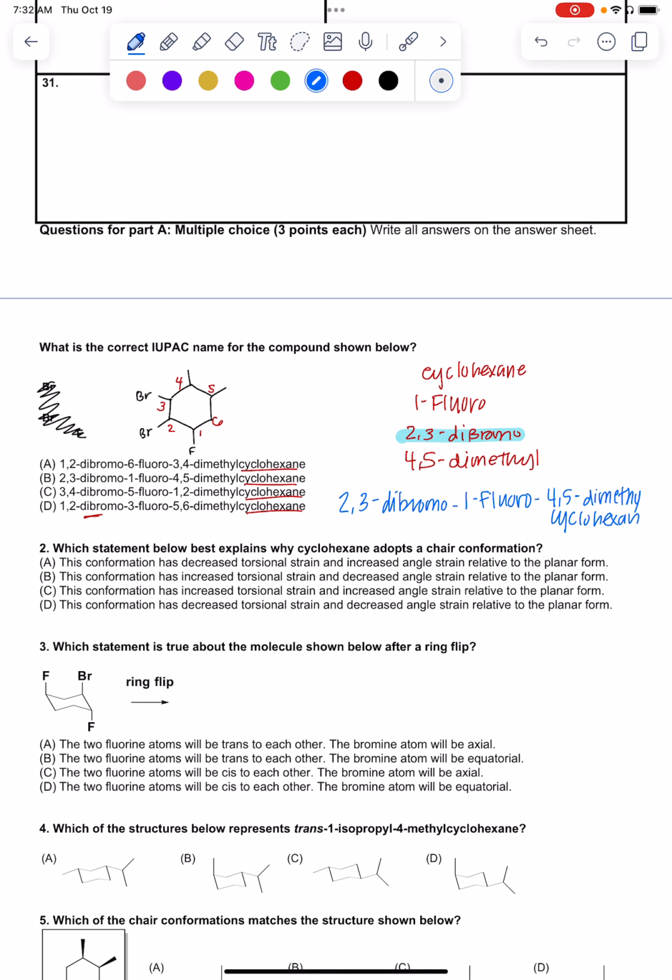So we know we have 1 fluoro, so let's see, is there anything that's just 1 fluoro? And we see B has 1 fluoro. We know we need 2, 3 dibromo. Nothing else besides B has 2, 3 dibromo. And we need 4, 5 dimethyl. Nothing but 3 has 4, 5 dimethyl. So always find your name first and then go for the multiple choice. That's my way of naming it. I name it and then I look for what I named it. If you don't see your name there, then look again.